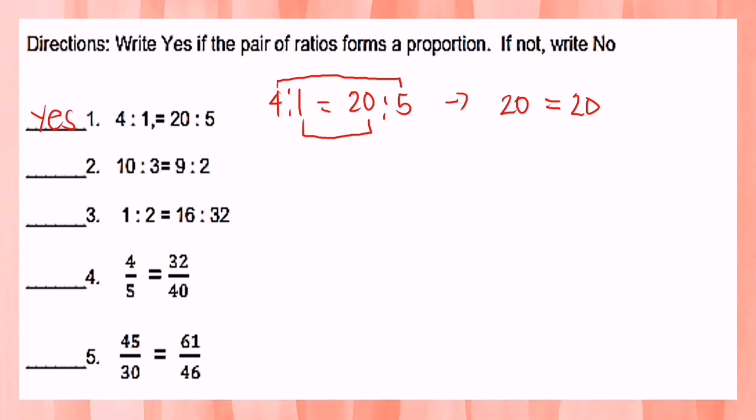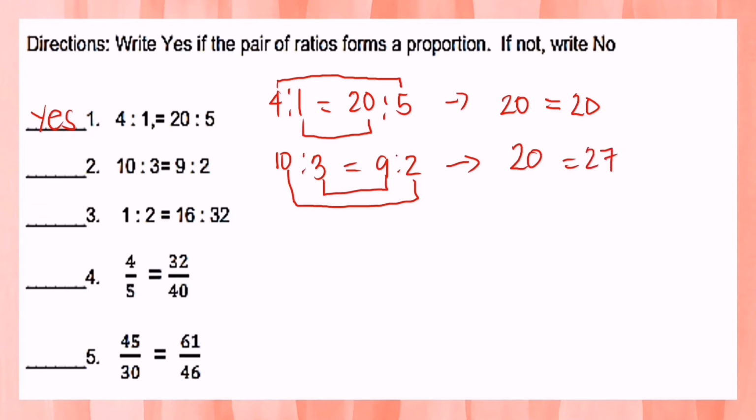Number 2, 10 is to 3 is equal to 9 is to 2. Same process, we will multiply the means and extremes. So, 3 times 9 and 10 times 2. So 10 times 2 is 20. 3 times 9 is 27. So 20 and 27 are not equal. It only means 10 is to 3 is not equal to 9 is to 2. Therefore, it is not a proportion. So the answer is no.